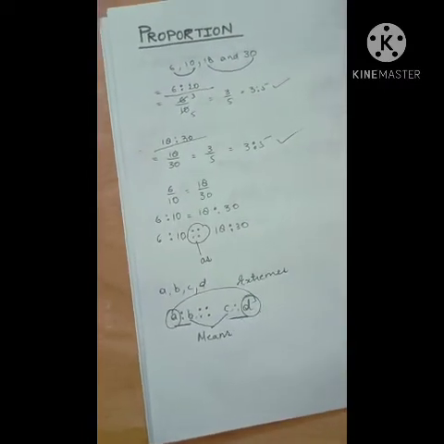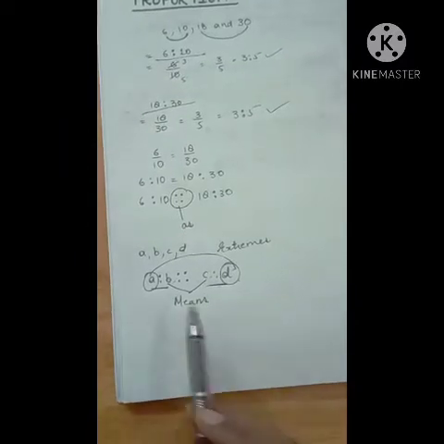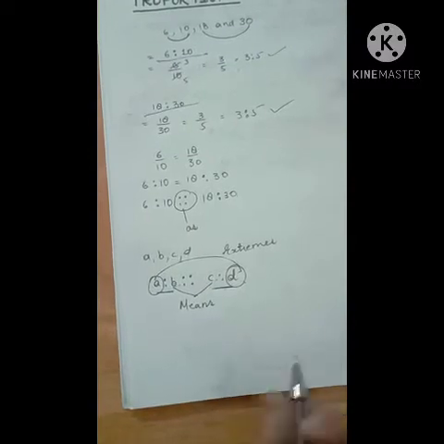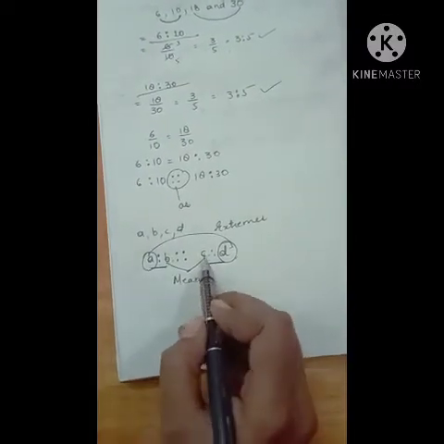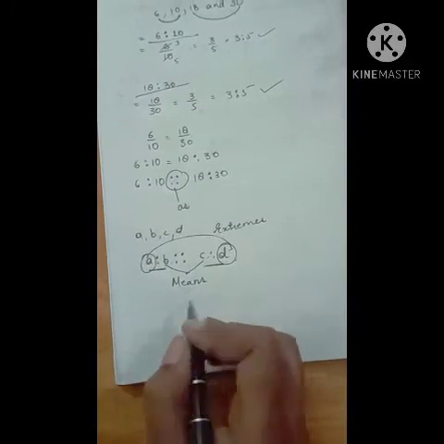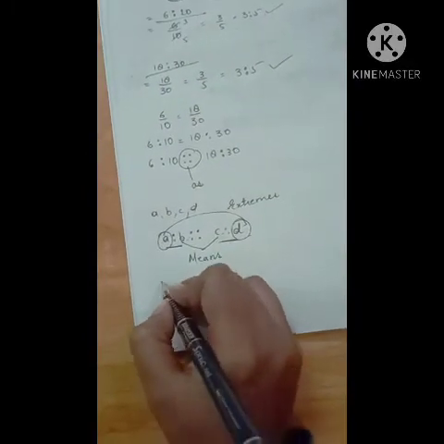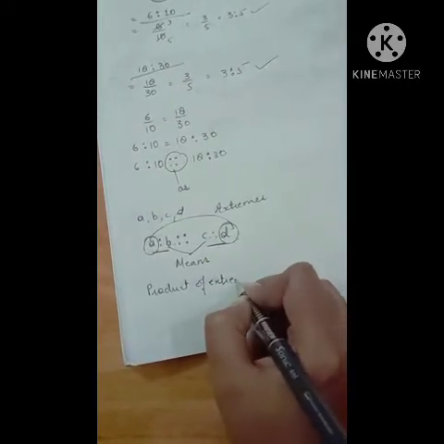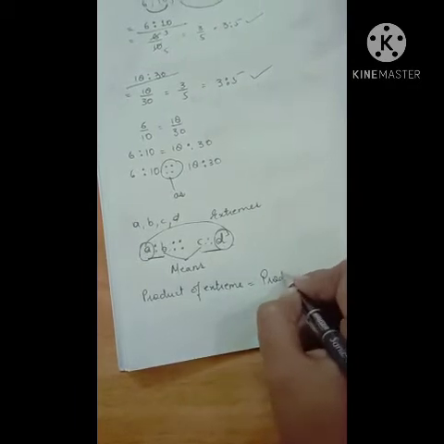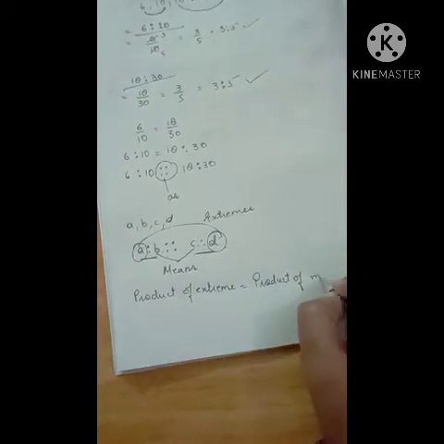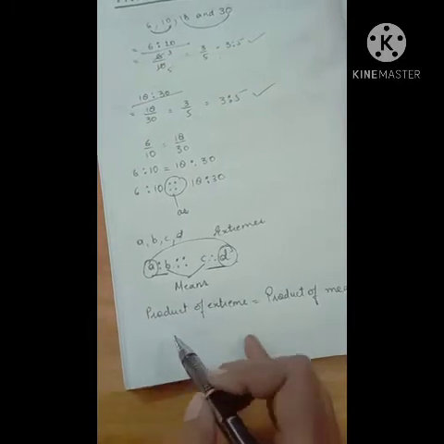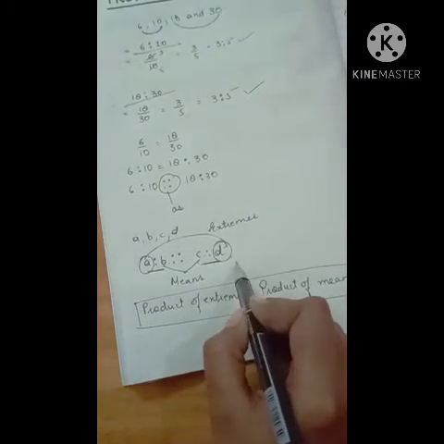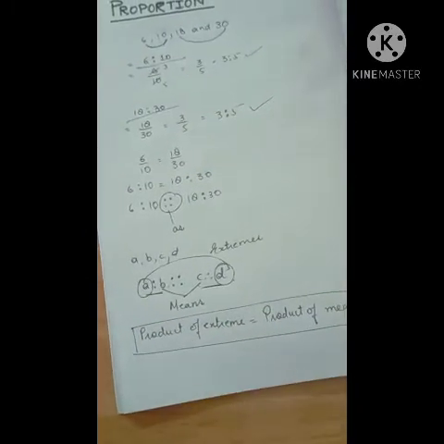Okay, so they are in proportion only if the product of means is equal to the product of extremes. So product of extremes is equal to product of means. If this happens, then only we can say that these ratios are in proportion.